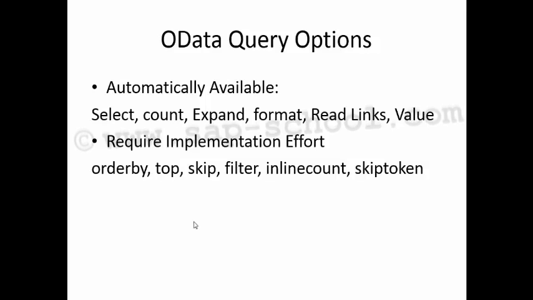In the slide we can see options like select, count, expand, format, read links, value. These are all automatically available, and no further development is required. But the other query options, that is orderby, top, skip, filter, inlinecount, skiptoken, all require implementation efforts from the development perspective. So these are the data query options which are available.